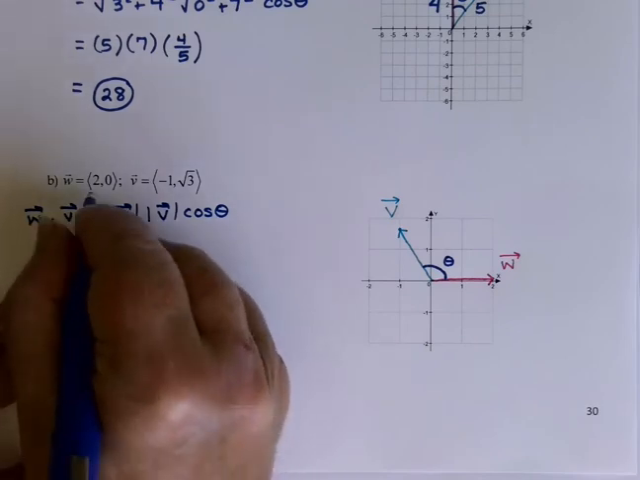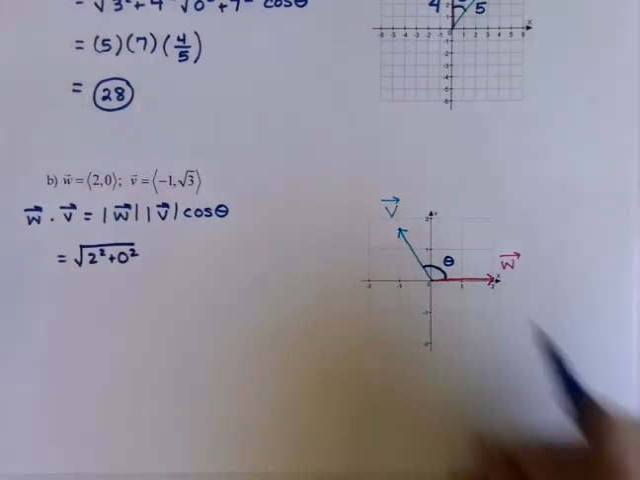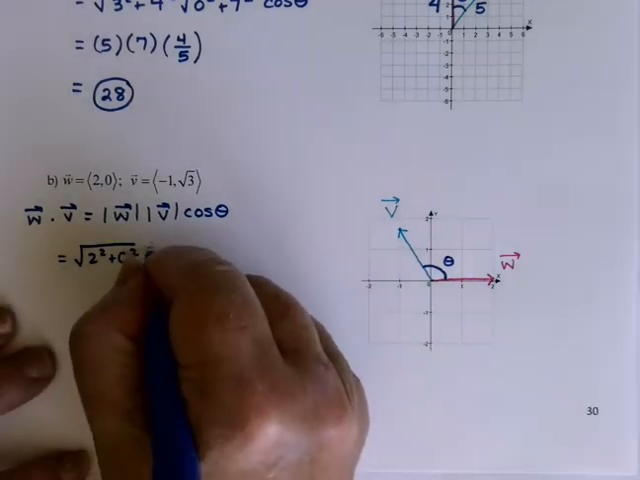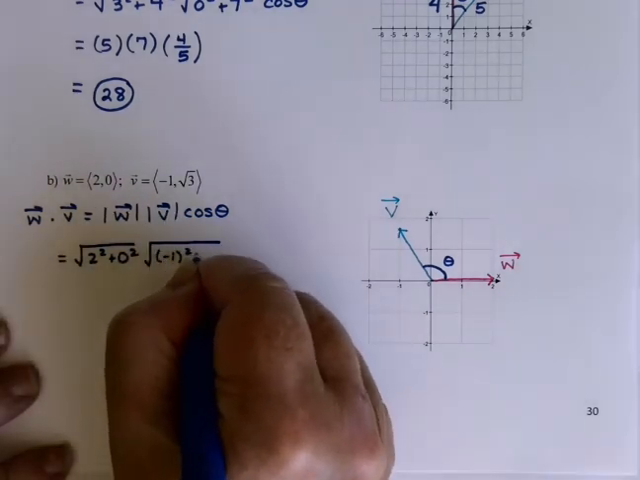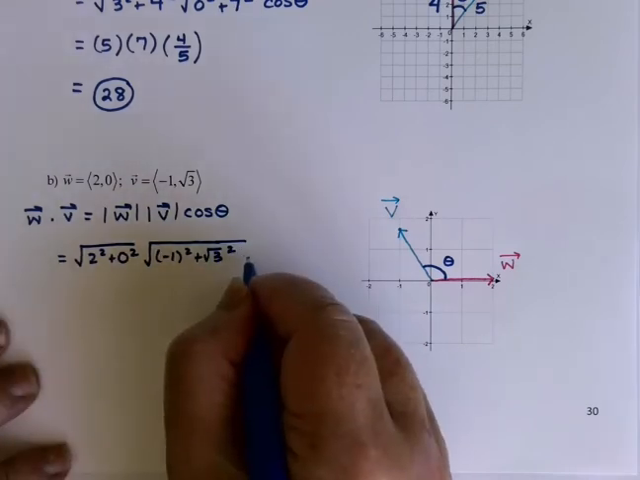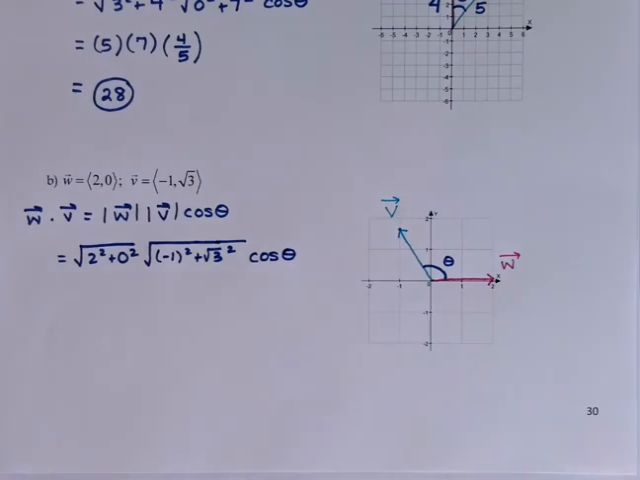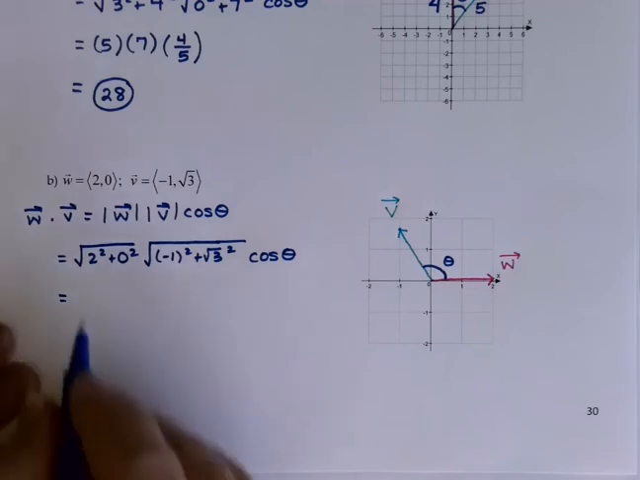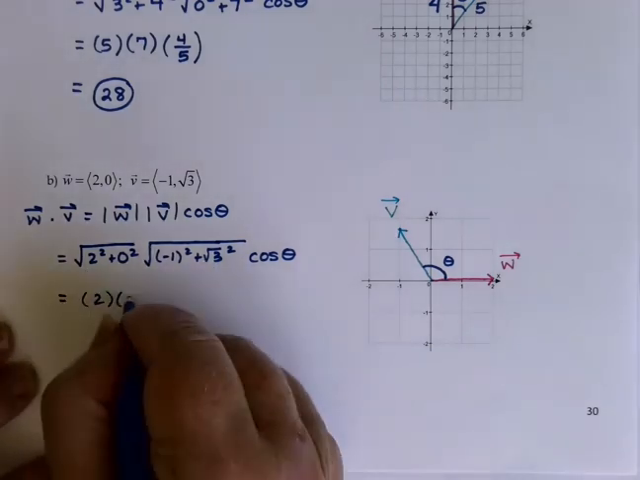That's going to be the square root of 2 squared plus 0 squared. Again, you can already tell the length of that vector is 2. Times the square root of negative 1 squared plus the square root of 3 squared, times the cosine of theta. Square root of 4 is 2. 1 plus 3 is 4 again. Square root of 4 is 2.